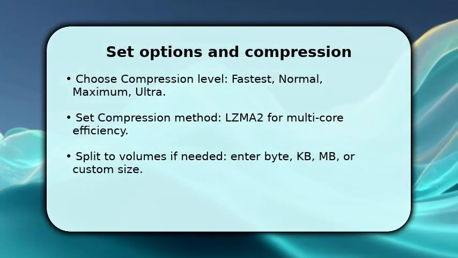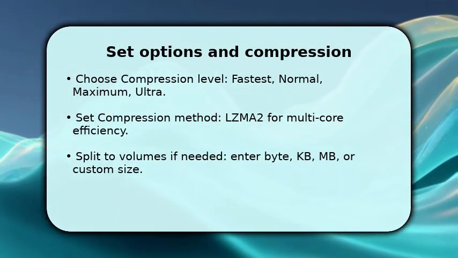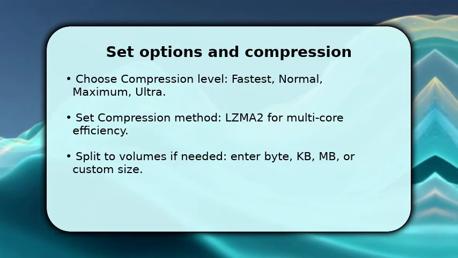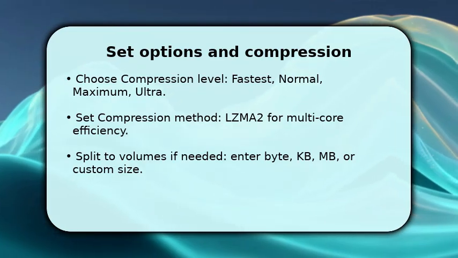Now configure the middle settings. Pick compression level and method. You want LZMA2 for multi-core systems because it balances speed and ratio. Choose Ultra if you need the smallest size or fastest to save time.